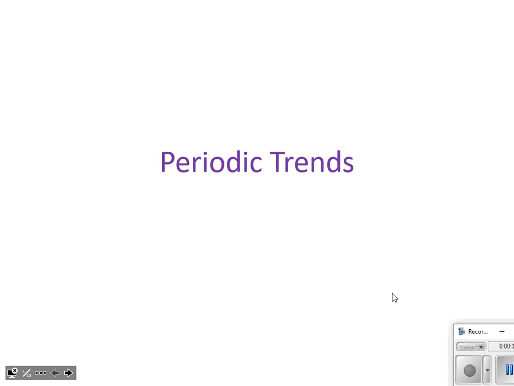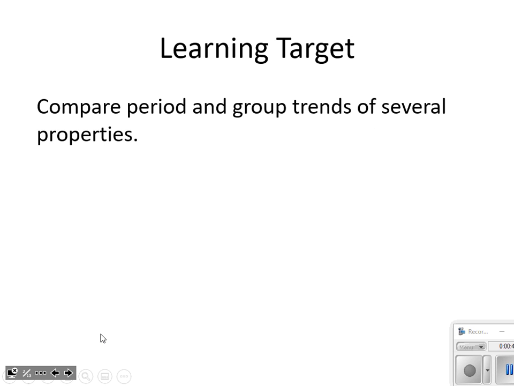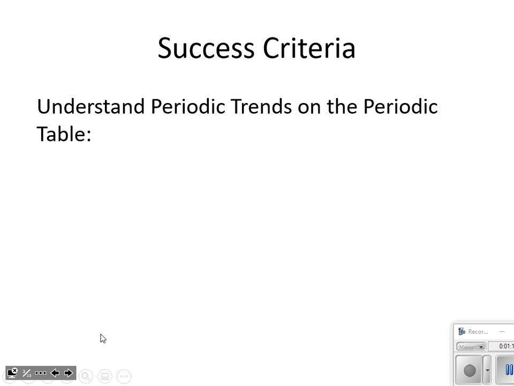Now let's talk a little bit about our learning target here. Our learning target for this particular lesson was to compare period and group trends of several properties. Okay, so how do things on the periodic table relate? How do these properties relate? Well, in order to accomplish this, we're going to have to do the success criteria. So this success criteria, to accomplish that learning target, we need to understand the periodic trends on the periodic table.